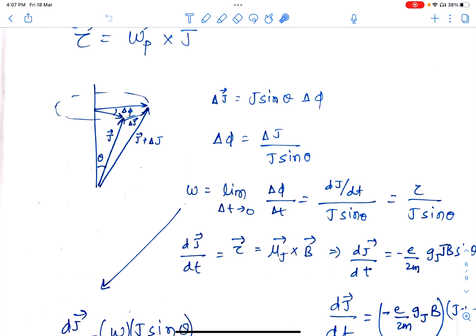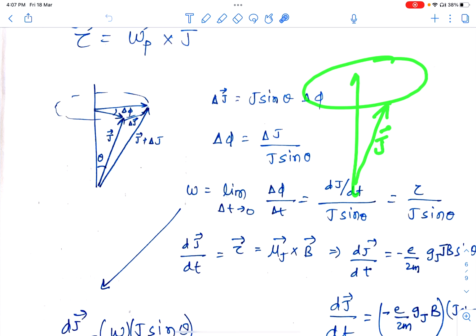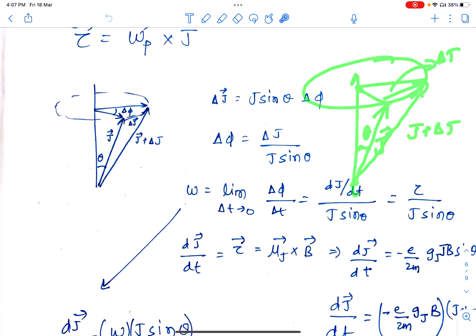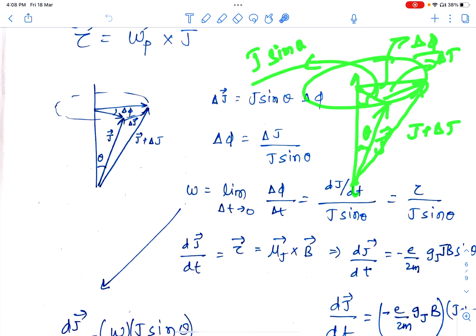Let's zoom in. This is what we have, angular momentum j. After some time it passes, this would be j plus delta j, and I am doing vector addition. This is delta j, this is theta, then this is 90, then this will become j sine theta, right? This is delta phi, then delta phi is equal to theta is equal to l by r, delta j by j sine theta. That is what is written, right?